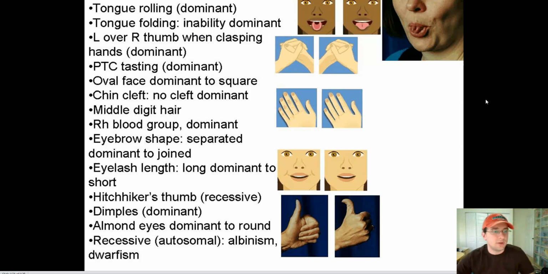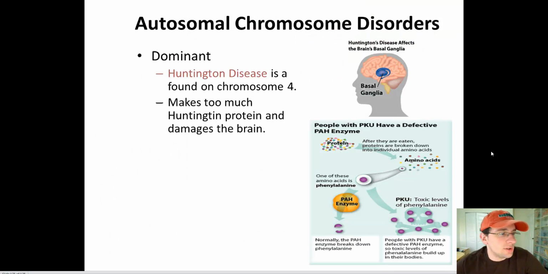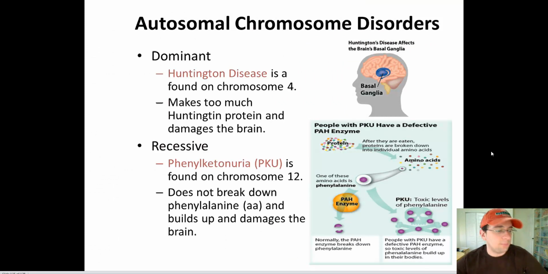And so you see these different kinds of traits that we talked about throughout the series, and you see the patterns of dominance in all of them. Autosomal disorders are going to be things like Huntington's disease or PKU, and we talked about these already, but these are traits which are more unlikely to happen. For example, Huntington's disease is caused by too much of a certain protein gathering and destroying the basal ganglia of the brain, which will cause degeneration of brain faculties.